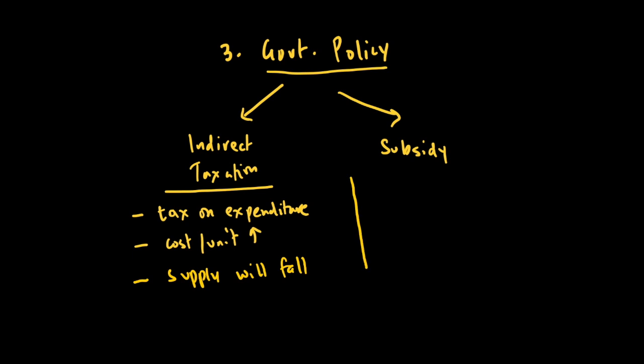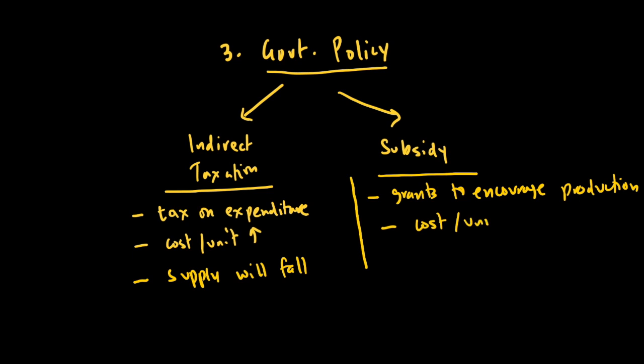On the other hand, subsidies are basically grants to encourage production. So government gives these grants to encourage the production of goods, and the reason why they work is because they result in our cost per unit falling, and that fall in the cost per unit is why our supply will rise. I'm going to show you this in terms of a diagram as well.